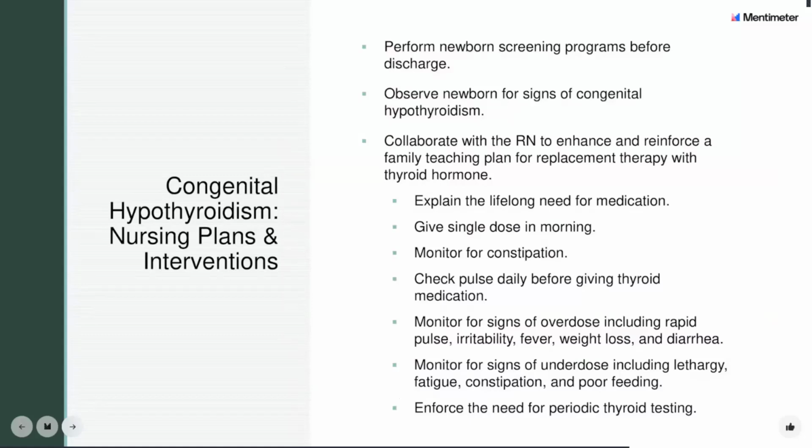So these patients will be on lifelong medication, at least for 3 years. We give thyroid medication first thing in the morning. We only give it once a day. Side effects are things like constipation. We want to make sure that we're checking our pulse before we give thyroid medication. Remember, too little can slow us down. That's going to be that sign of underdose of medication. We're going to see those hypothyroid symptoms again. If we have an overdose of medication, everything's going to speed up. So we're going to have that rapid pulse, irritability, fever, weight loss, diarrhea.